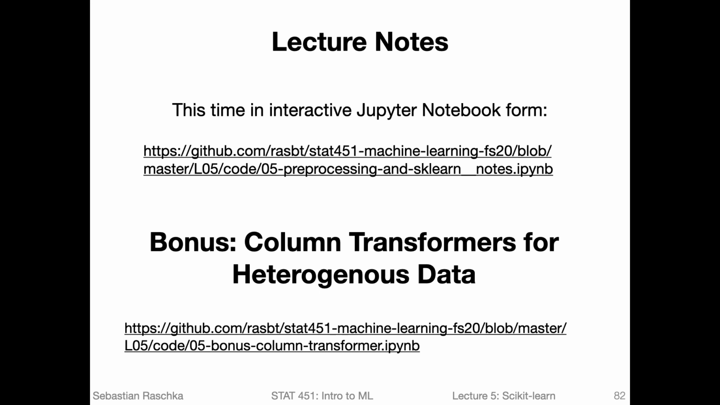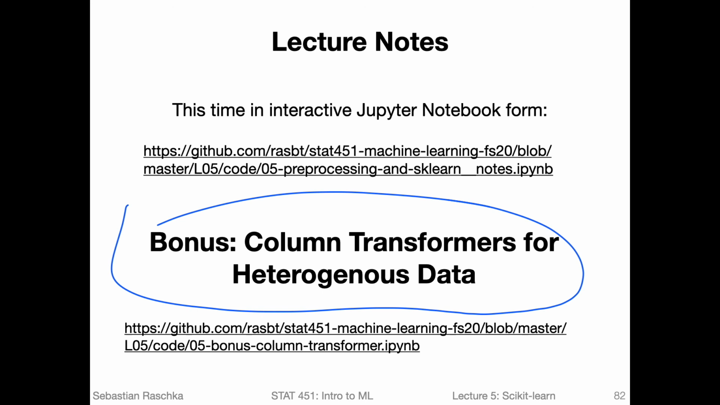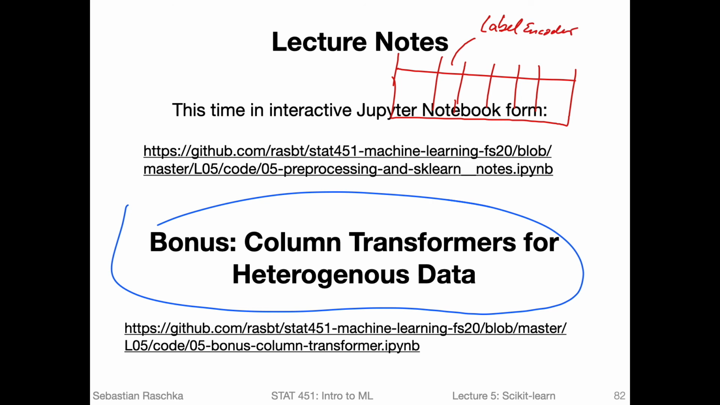One last thing, which I don't include in the slides because it's just too much time-wise: I made a bonus notebook about column transformers. That is, for example, if you have a data set with different columns. Let's say this is my data set. One column is categorical and you want to use the label encoder. But in other columns, for example here and here, you have continuous values that you want to standardize. So here you want to use the standard scaler, but you don't want to use the standard scaler on other columns.